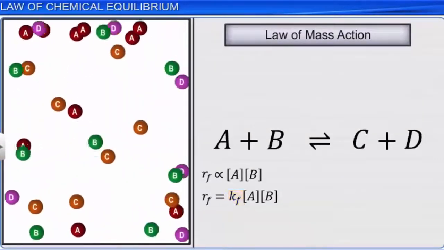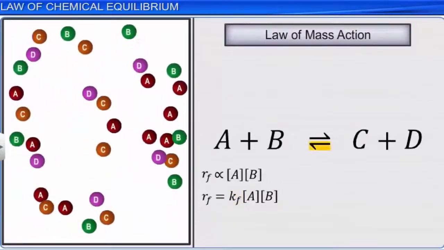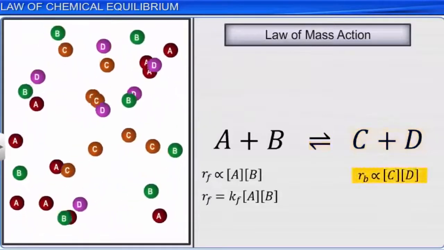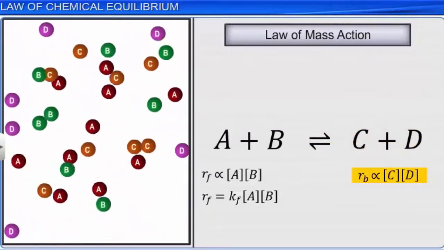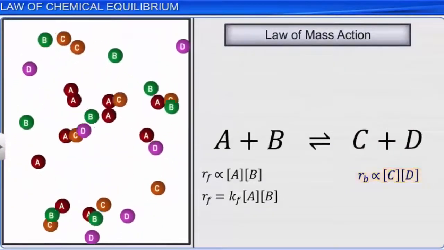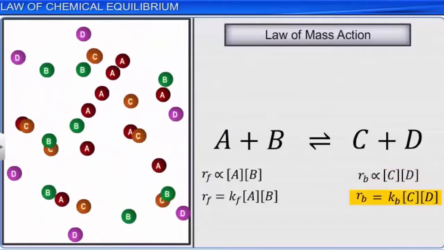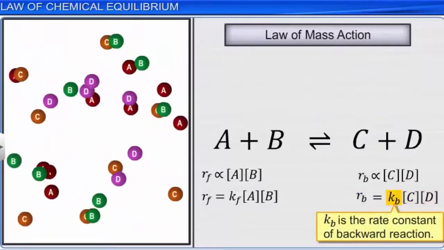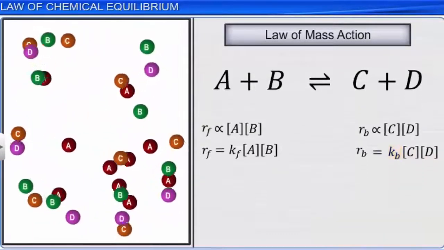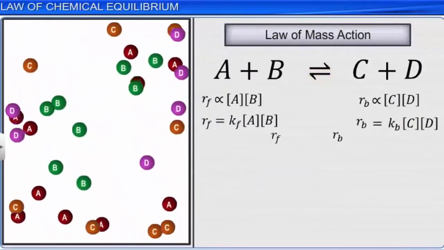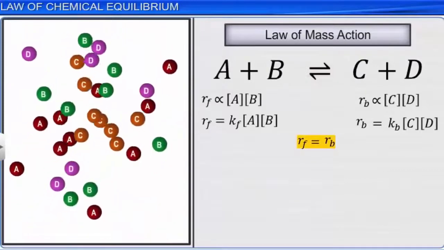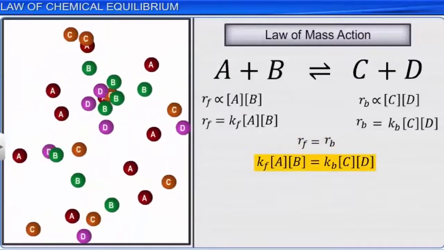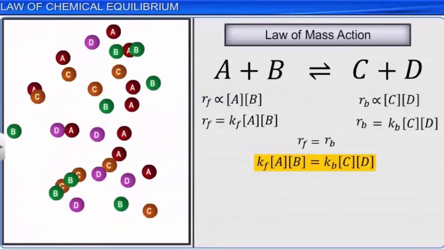Similarly, the rate of backward reaction will be proportional to the molar concentration of the products. That is, Rb is proportional to the product of the concentrations of the products C and D, or Rb is equal to Kb multiplied by the product of the concentrations of C and D, where Kb is the rate constant of backward reaction. At equilibrium, the rate of forward reaction becomes equal to the rate of backward reaction. That is, Kf multiplied by the product of concentrations of reactants A and B is equal to Kb multiplied by the product of the concentrations of C and D.